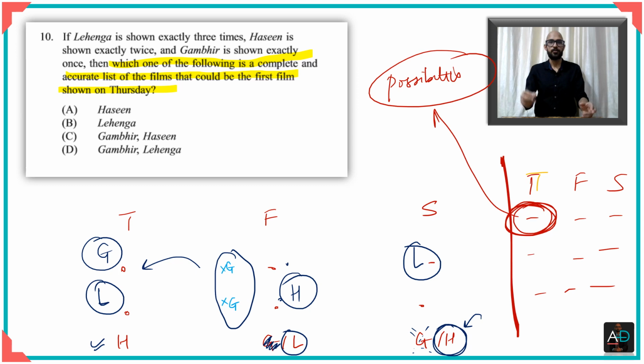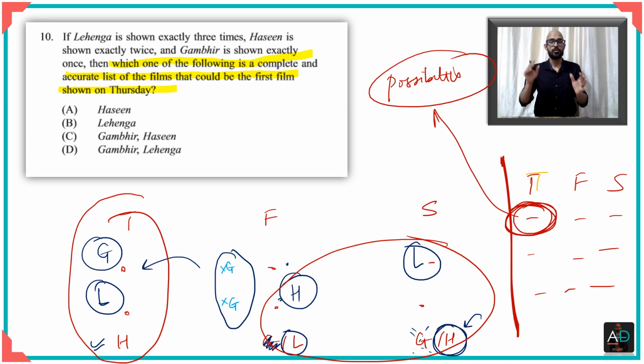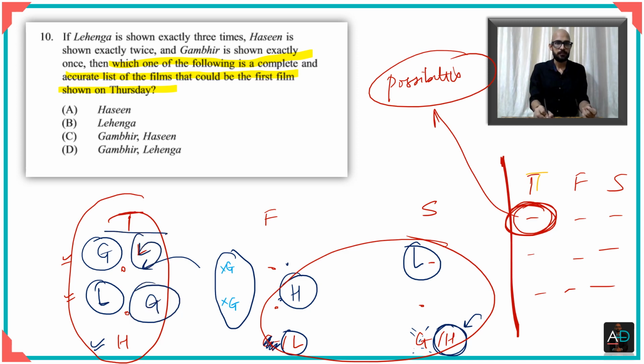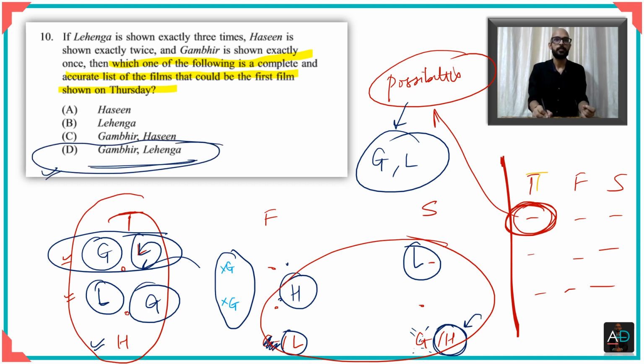Now it's very simple. You only have to focus your attention here, which means you don't need to focus your attention on these places, right? So what you don't know does not matter. Now, on Thursday, either Gambhir can be the first show and Lehenga can be the second show, or Lehenga can be the first show and Gambhir can be the second show, which means that the first show could either be Gambhir or it could be Lehenga. These are the possibilities, and therefore what we can say is that the complete list of the possibilities, which is complete and accurate, is option D, Gambhir and Lehenga.